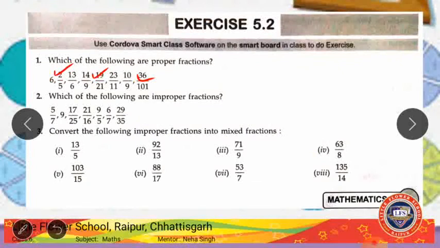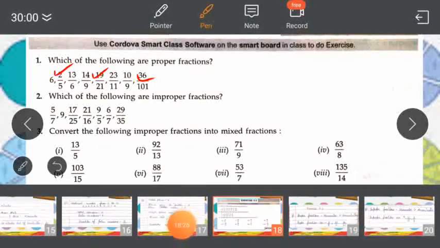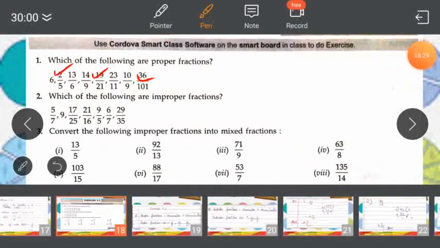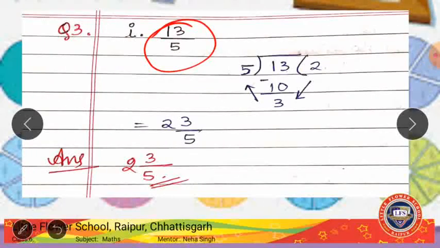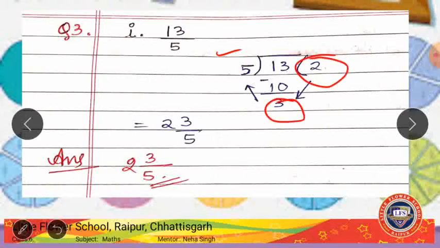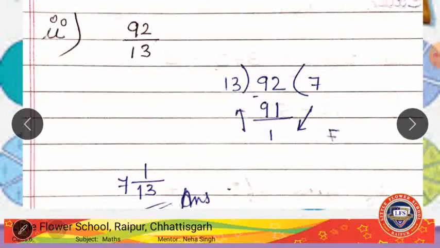Next question is, convert the following improper fractions into mixed fractions. In the slides we have seen how we can convert improper fractions into mixed fractions, right? What was the step? By dividing. See, we'll start with this, 13 by 5. We will divide 13 by 5. You know 5 2s are 10, right? So remainder is 3. I told you the quotient is the whole part, right? So we will write 2 and the fraction part as 3 by 5. This is the answer. Similar is the next one, 92 by 13.